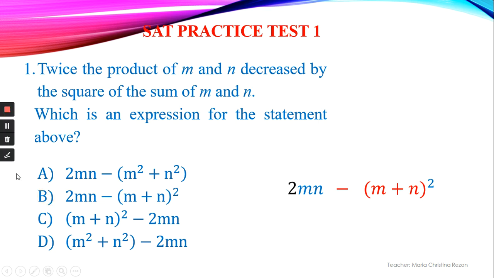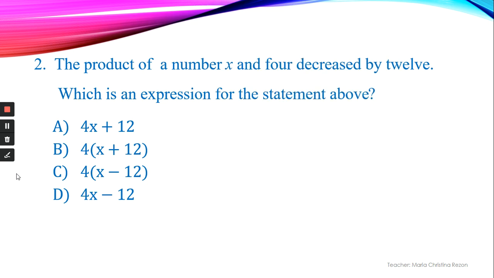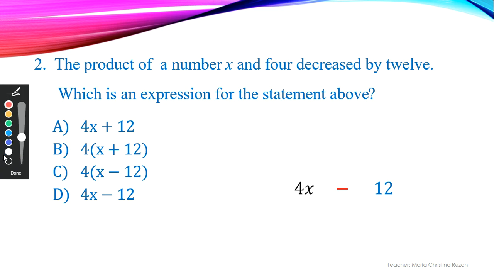Then let's have the next question. The product of a number x and 4 decreased by 12. So we have the product of x and 4, so that is just 4x. And then decrease means you subtract by 12. So your answer is, if you look at the choices here, letter D.